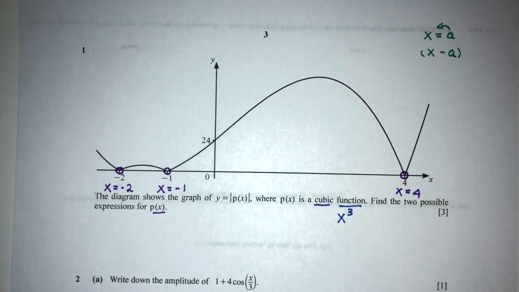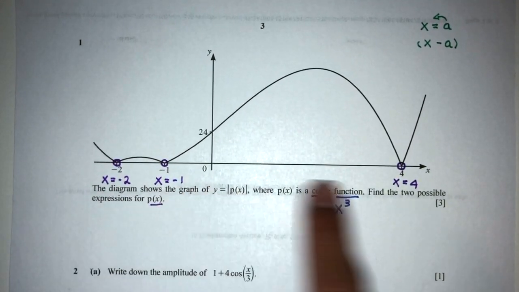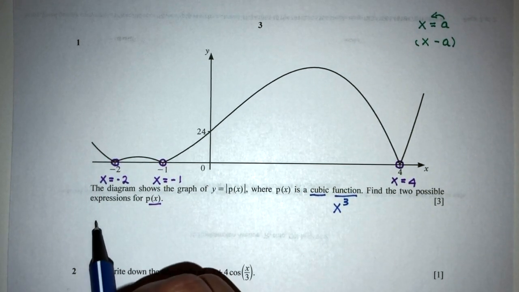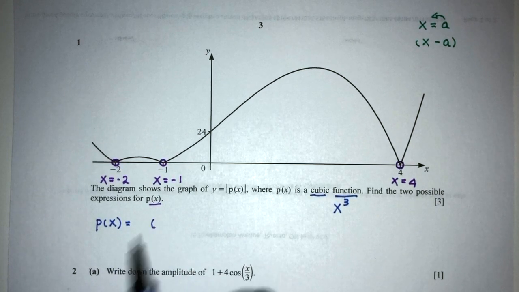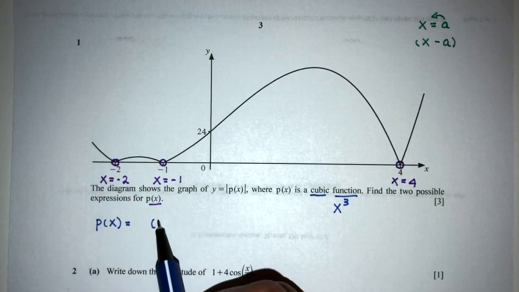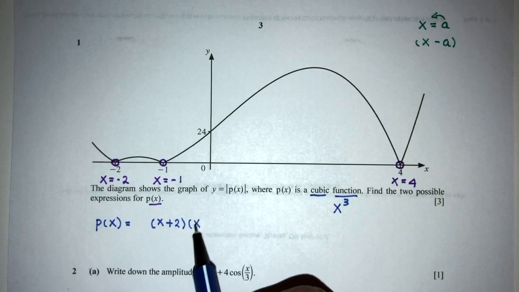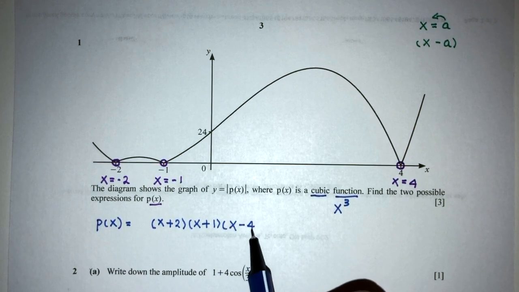So the same logic applies here as well. Given that we have three solutions at these values, we have to write down the factor of that. So basically, p of x will be equal to, send this over here, x plus 2, x plus 1, and x minus 4.